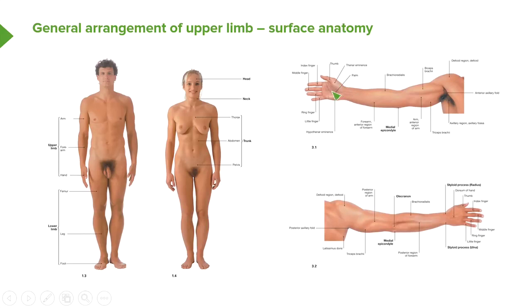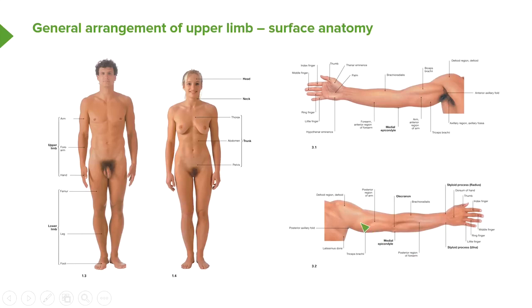And we can see the palm of the hand, and then we have the thumb, the index finger, the middle, the ring and the little finger that make up the digits of the hand. So these are some key surface landmarks we can see on the anterior aspect of the upper limb.